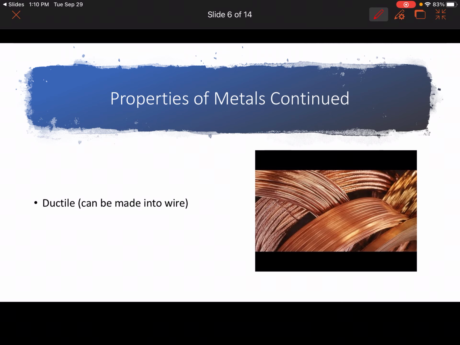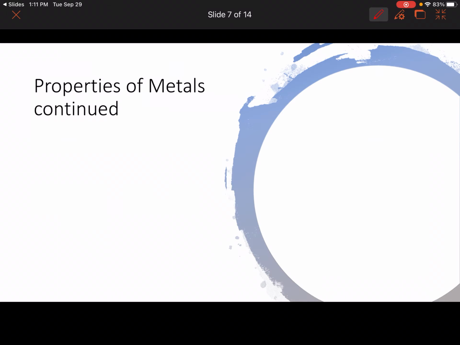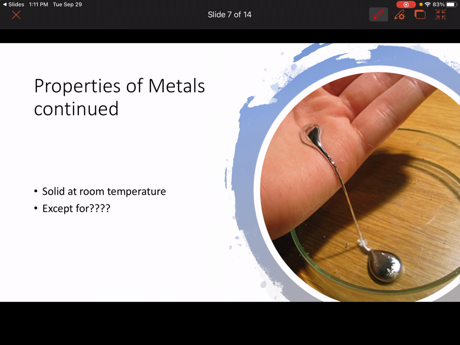Now, they are also ductile. So ductile or ductility would be the property, which means they can be made into wire. And we see here, this is copper wire, and you'll often see this around. Now, properties of metals are solid at room temperature, except for, there's an exception here. Any guesses? Can you think of a metal that is liquid at room temperature? Yeah, mercury. So this is our Hg.